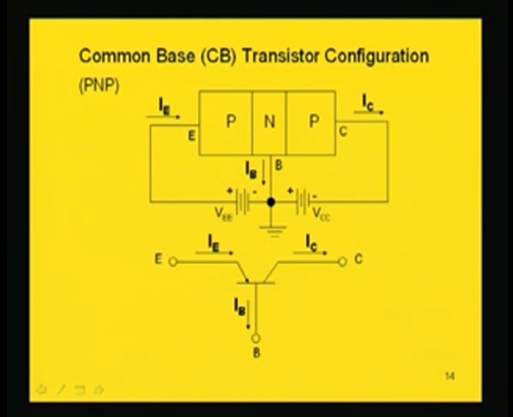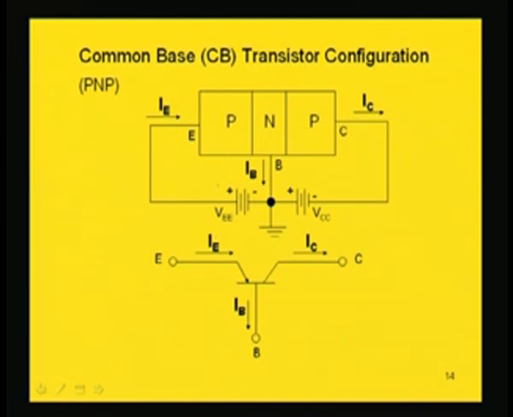The emitter base junction is forward biased. By this battery V, we are forward biasing the emitter base junction. The collector base junction is reverse biased. We are reverse biasing the collector base junction by this VCC battery. And the symbolic representation of a common base transistor is like this. So, this is the base, emitter, collector terminal.